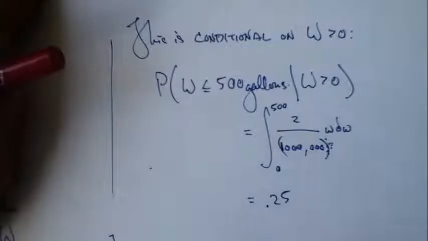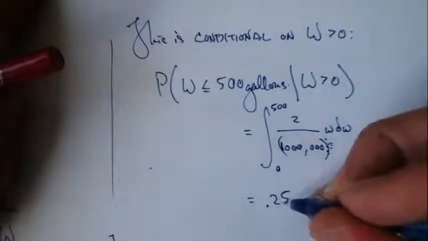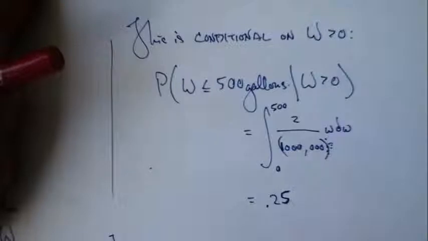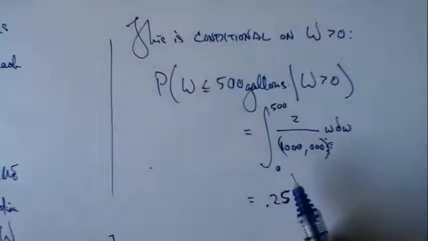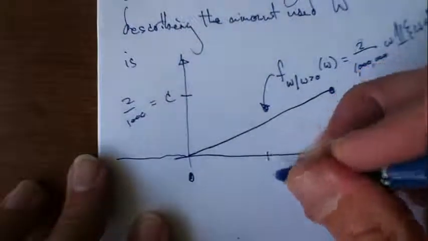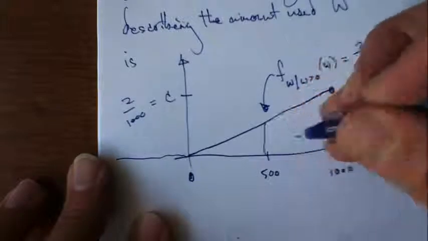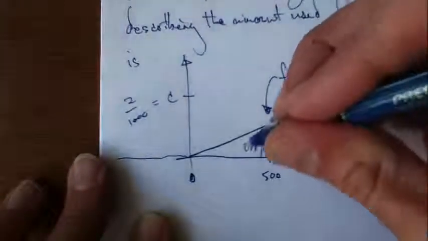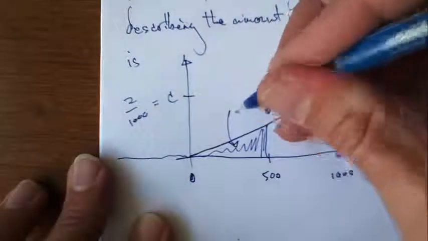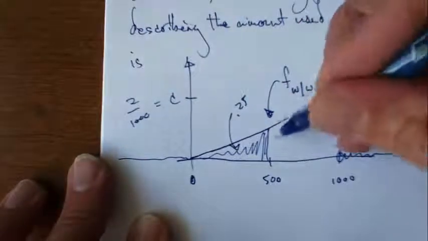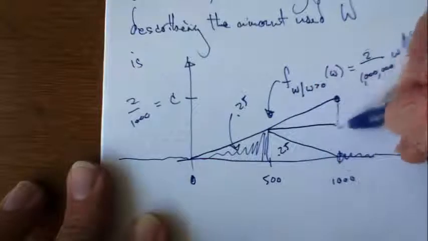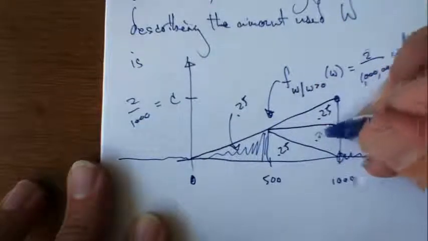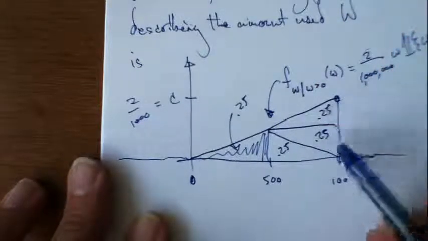But that's a conditional probability, right? So that kind of lines up with what we have over here. If I make the mark at 500 here, what I just found was the area of this. This is a quarter, which makes sense, because here's another area of a quarter, and here are 2 more areas of a quarter. They all come together to make one big dollar.